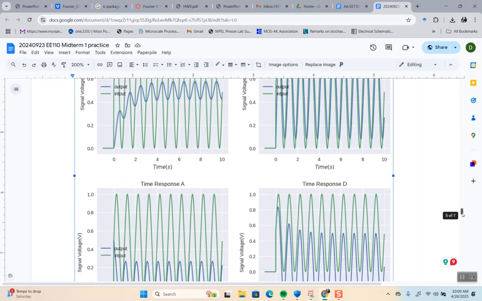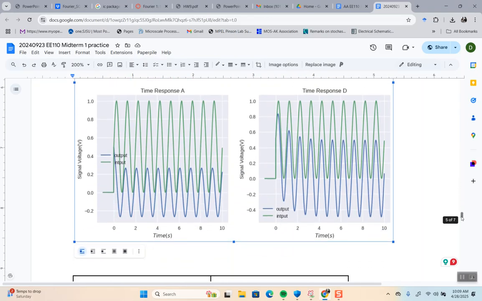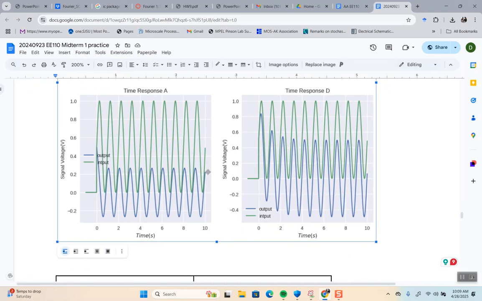Now, same signal. And again, it takes time to get to where you're going, right? So you can evaluate it there. But the blue line, oh, I guess I called everything A and B. Anyway, does the blue line have any DC to it after 6 seconds? No, right? And what about in time response D?